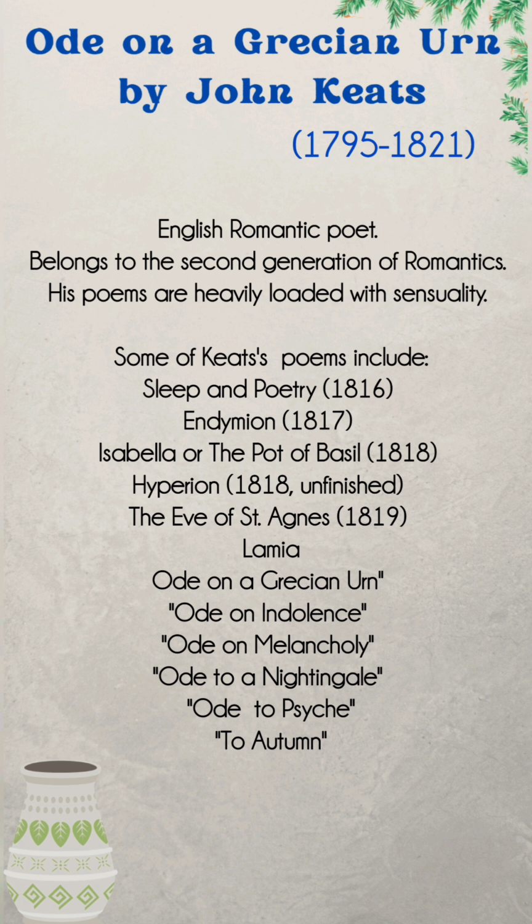John Keats was born in 1795 and he died in 1821. He was an English romantic poet. He belongs to the second generation of romantic poets. They are called the younger romantics. The other two younger romantics are Lord Byron and Percy Bysshe Shelley.